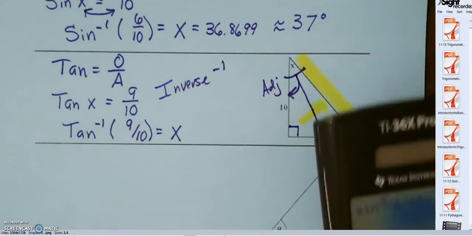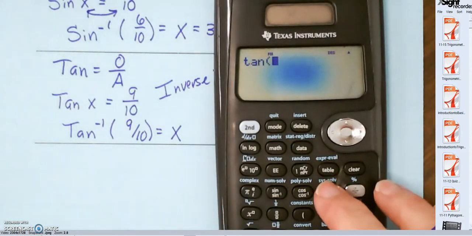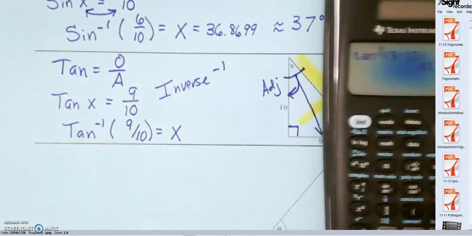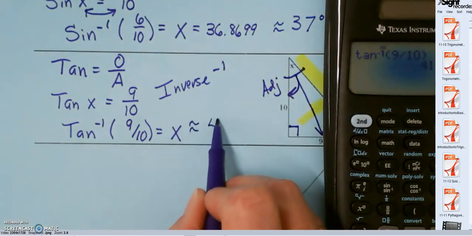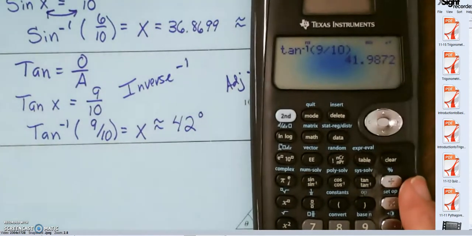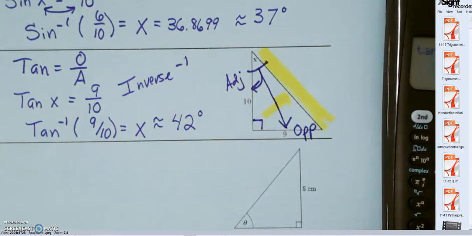Okay, so I'm grabbing my calculator. I'm going to hit the tangent button once. I'm going to hit it twice. And now I can put in 9 divided by 10. So 41.98 is going to round up to 42 degrees. William, you good? Okay, third example.